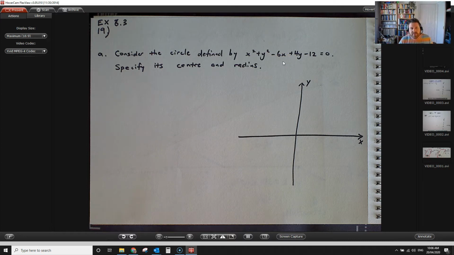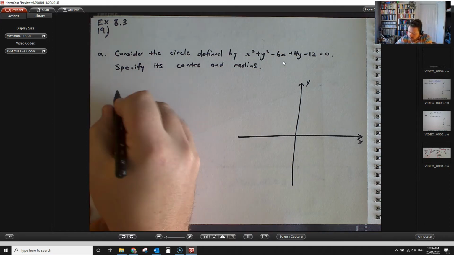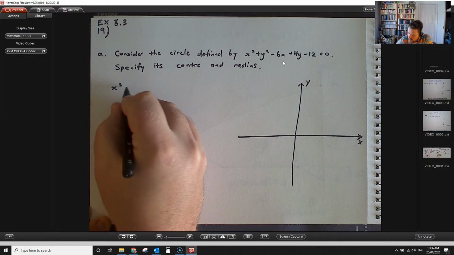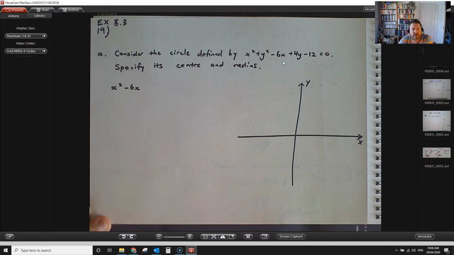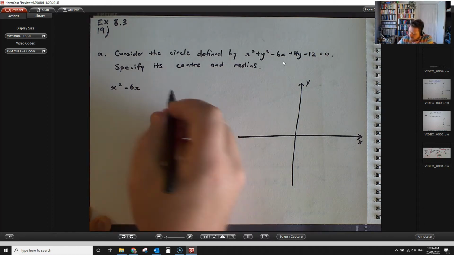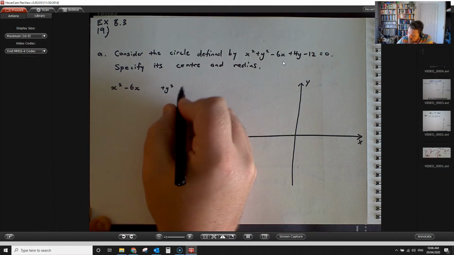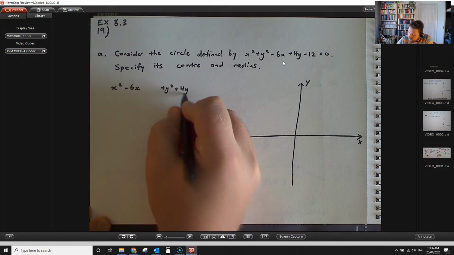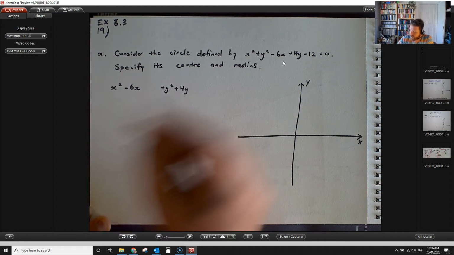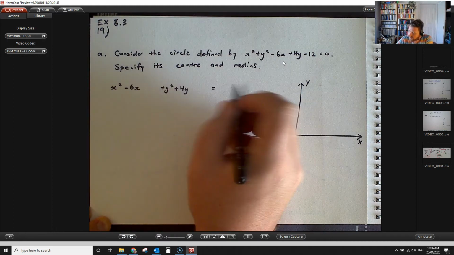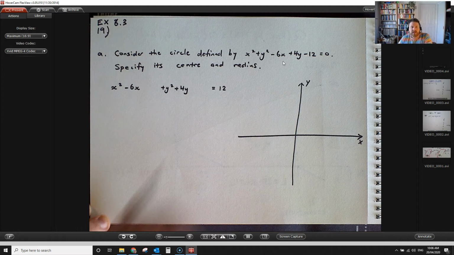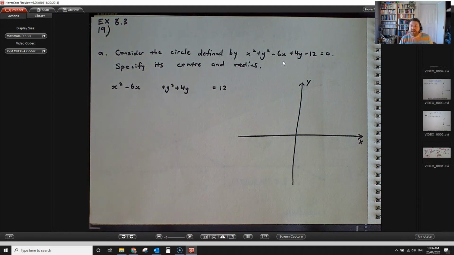So our first step is going to be just to isolate all the x's together and all the y's together. So it's going to be x squared minus 6x. I'm going to leave a little gap because I know what I'm going to do next. Plus y squared plus 4y. Once again, I'm going to leave a little gap, and then I'm actually going to move the 12 to the other side as well, because I know 12 is going to end up being part of that radius, the constant bit on the right hand side.